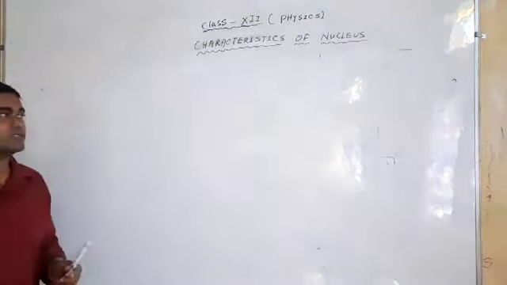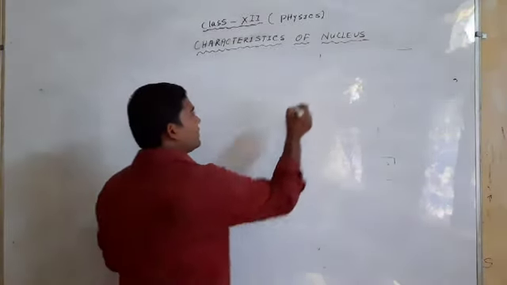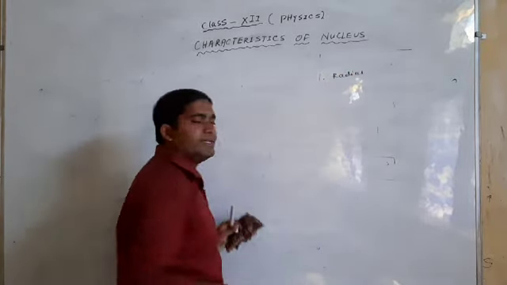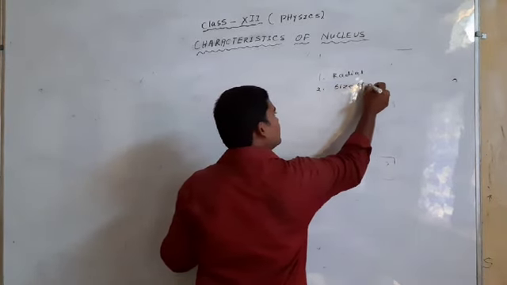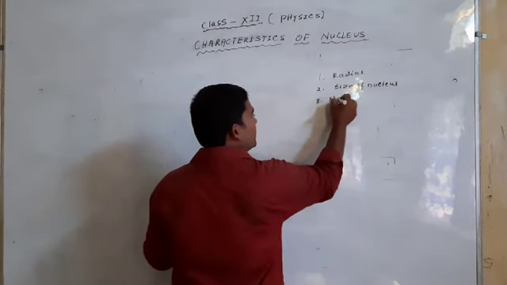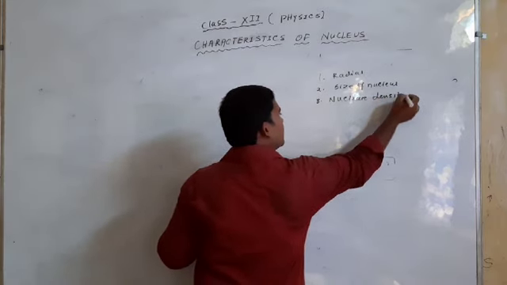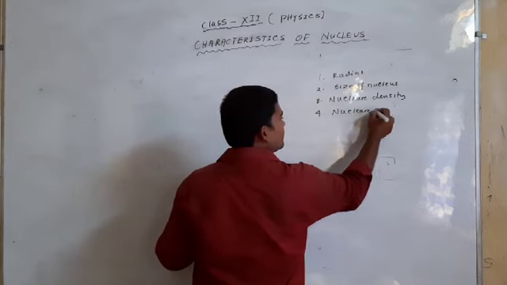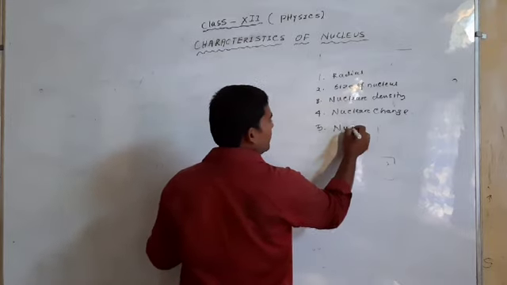Now let us discuss the characteristics of the nucleus. What are the different characteristics we study? First, the radius of the nucleus. Second, the size of the nucleus. Third, the nuclear density. Fourth, the nuclear charge. And fifth, the nuclear mass.